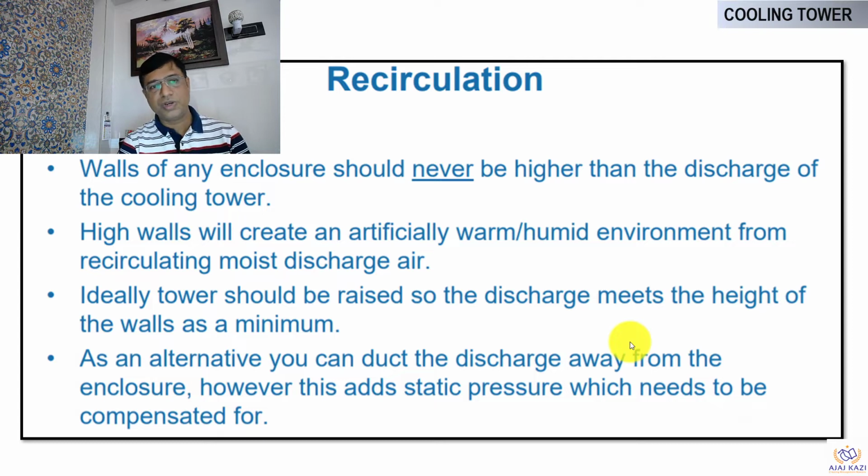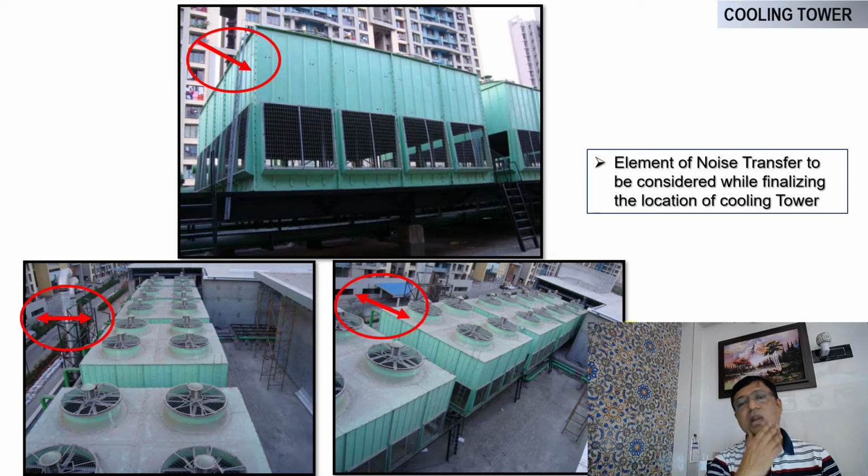Recirculation of the air and the heat transfer that happens are some of the points we should consider. The wall of any enclosure should never be higher than the discharge of the cooling tower. High walls will create an artificially warm or humid environment, which will obviously result in recirculating the moist air. Ideally, the tower should be raised so that the discharge meets the height of the wall as a minimum, at least to the top of the wall. Alternatively, we use discharge ducts, but again it will have an impact on the static of the fan because it will have resistance.